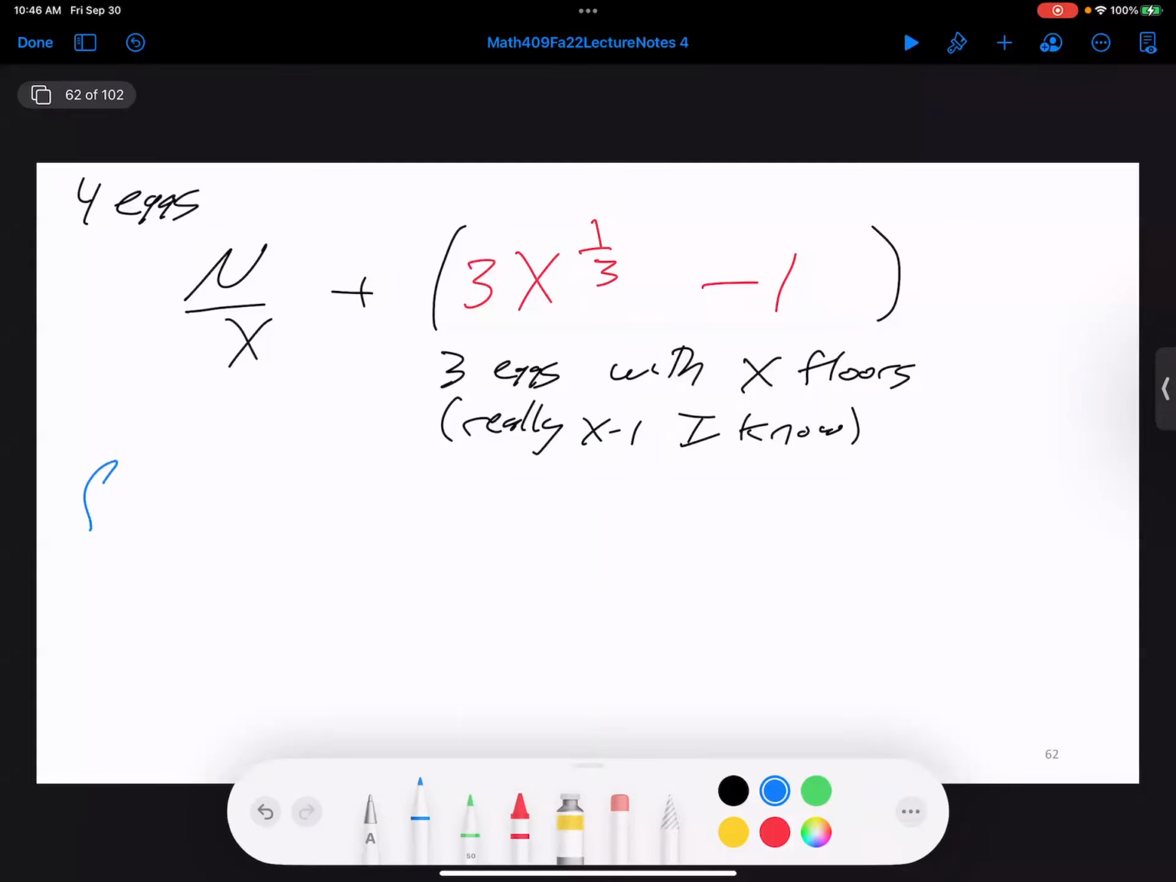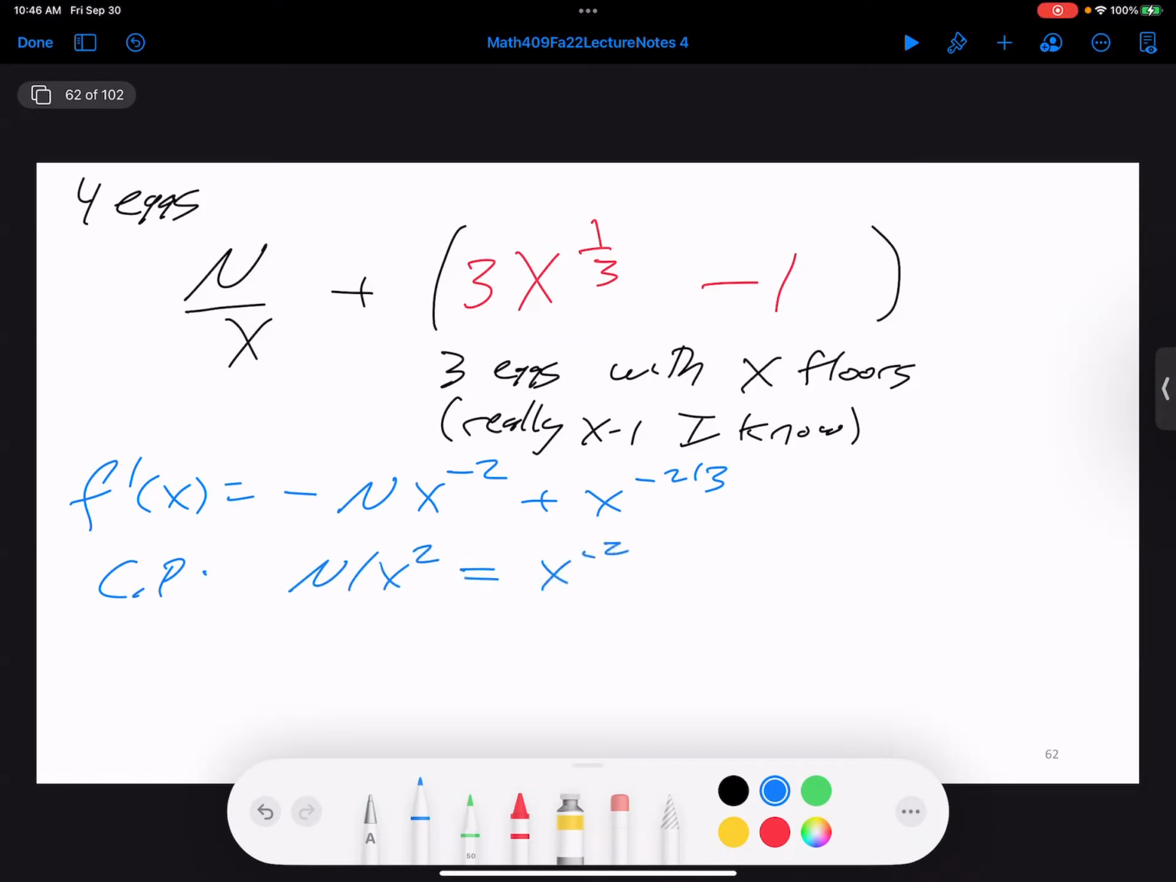So if we do the derivative, we would get f prime of x is going to be negative n x to the minus 2. The 3 and the 1/3 cancel, that's nice. And we'll have x to the negative 2/3. So a critical point will get n over x squared equals x to the negative 2/3. Therefore, we get n equals, we bring that over, that'll become x to the 2 minus 2/3. That's 4/3. Therefore, x is equal to n to the 3/4.